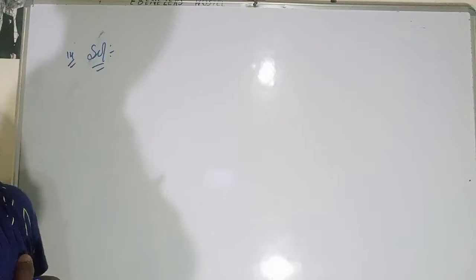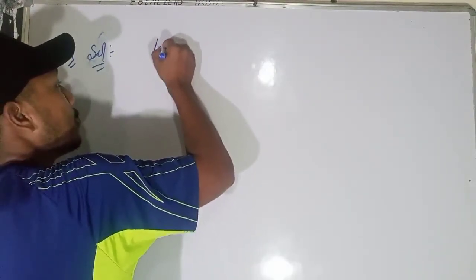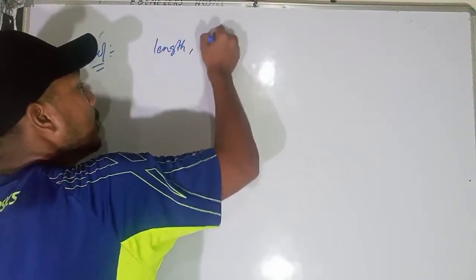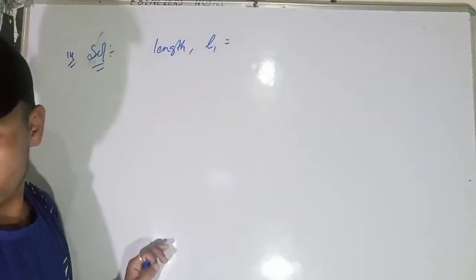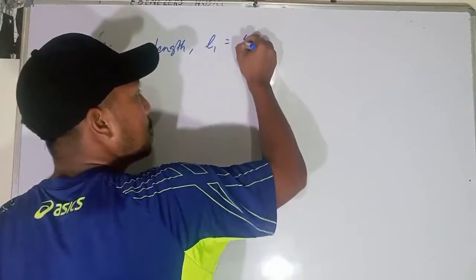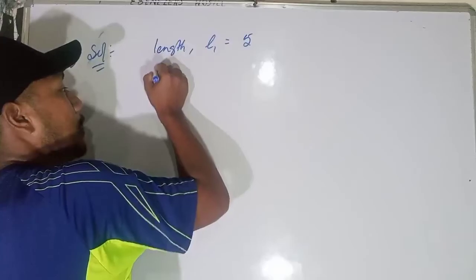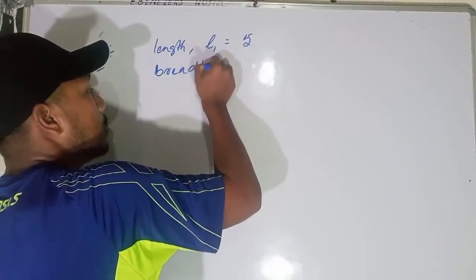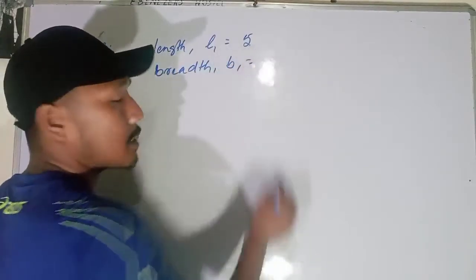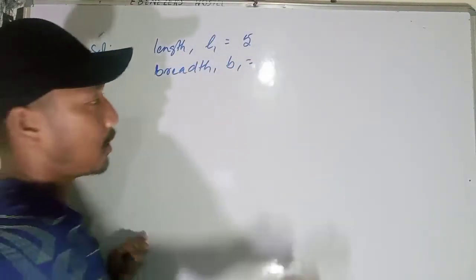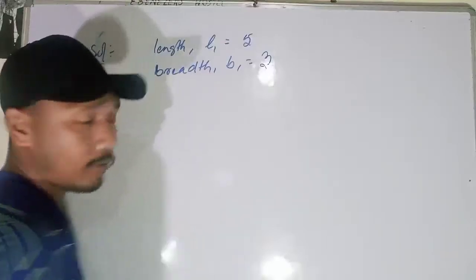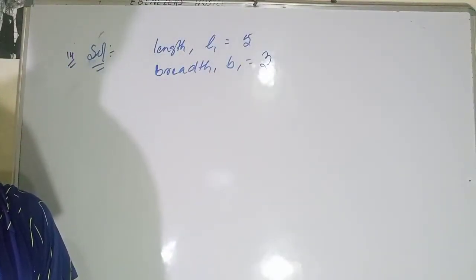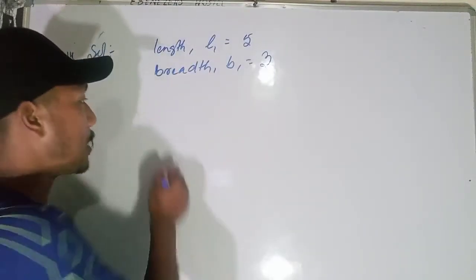Length to the width. That means what? Let's say length L1 is given as 5, and breadth, that is B1, is given as, let's say, 3. Okay. Now, they have been given that the width, okay, but length is given another.